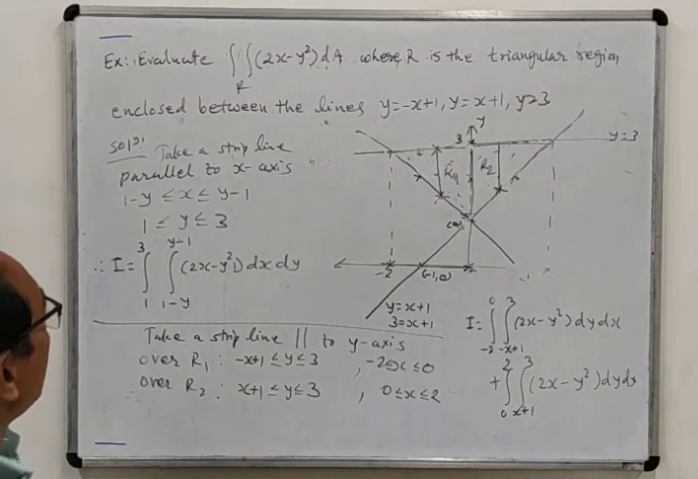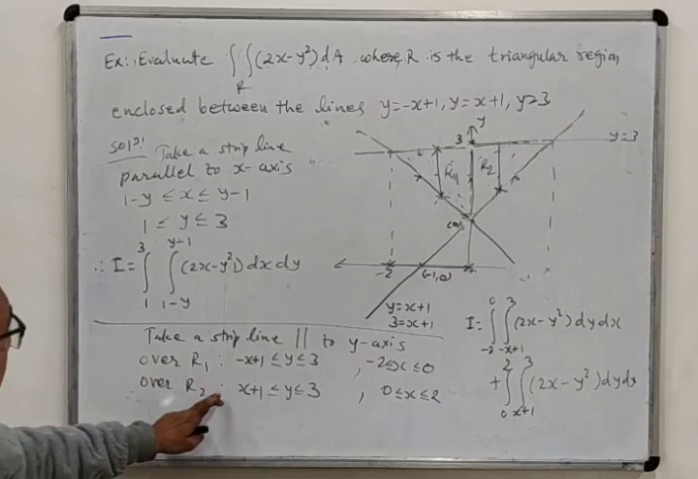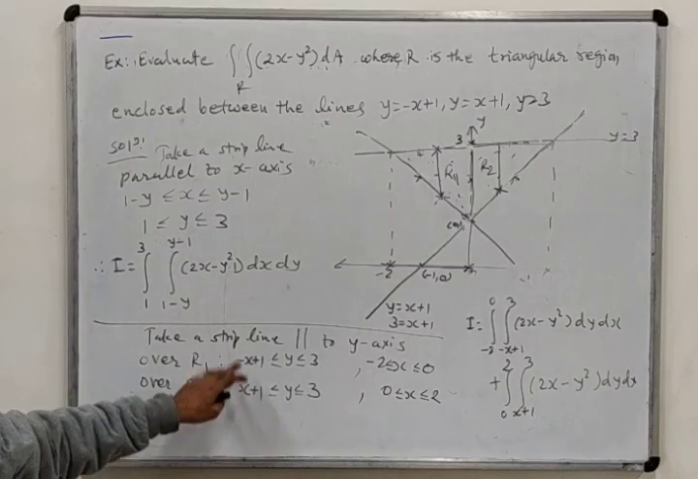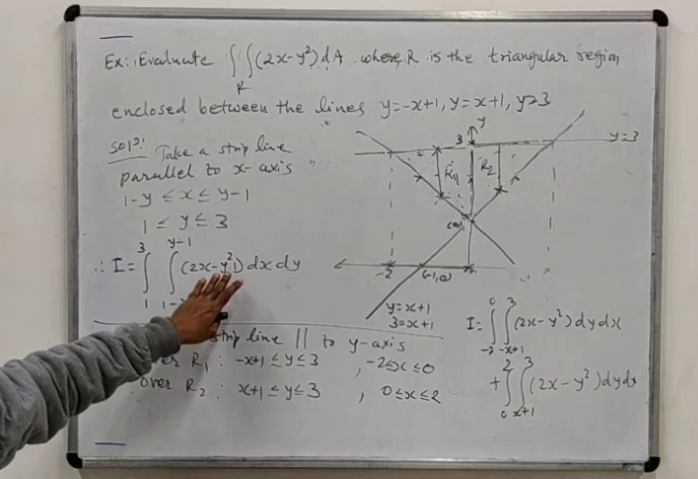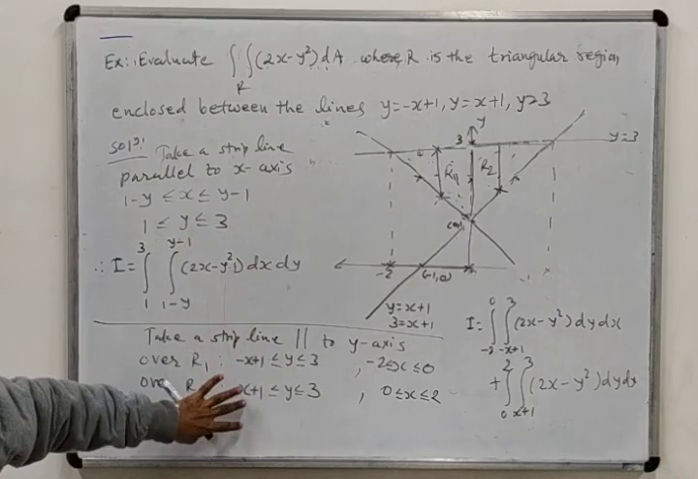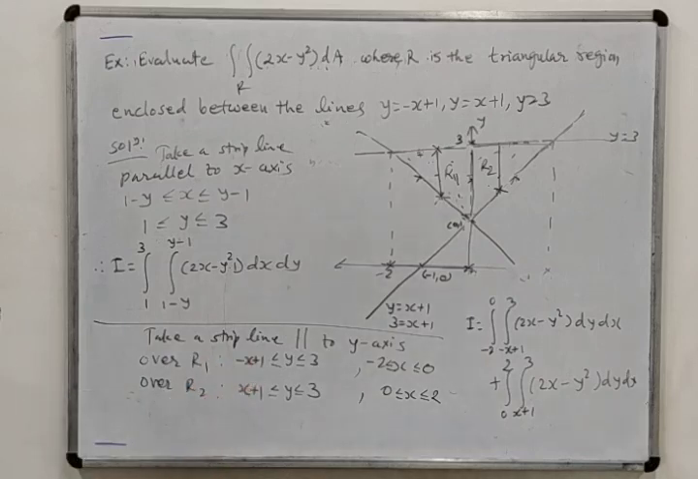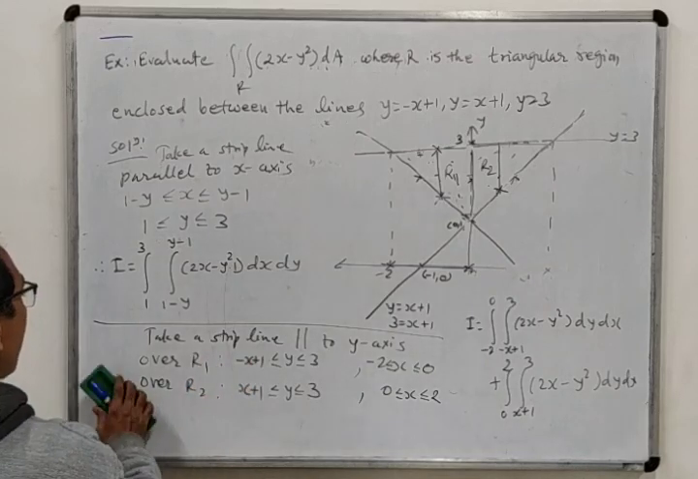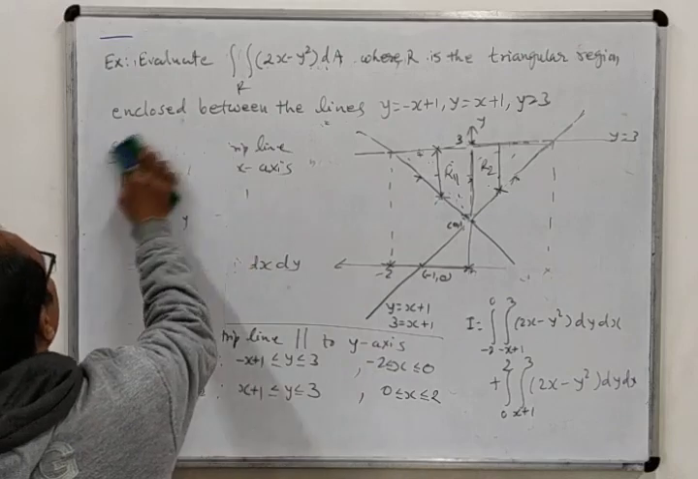So now this is the example. You can also try yourself to solve this part, but in examination you will have to solve by using only one part, either in this way or in this way. No need to do this by considering straight line parallel to both axes.